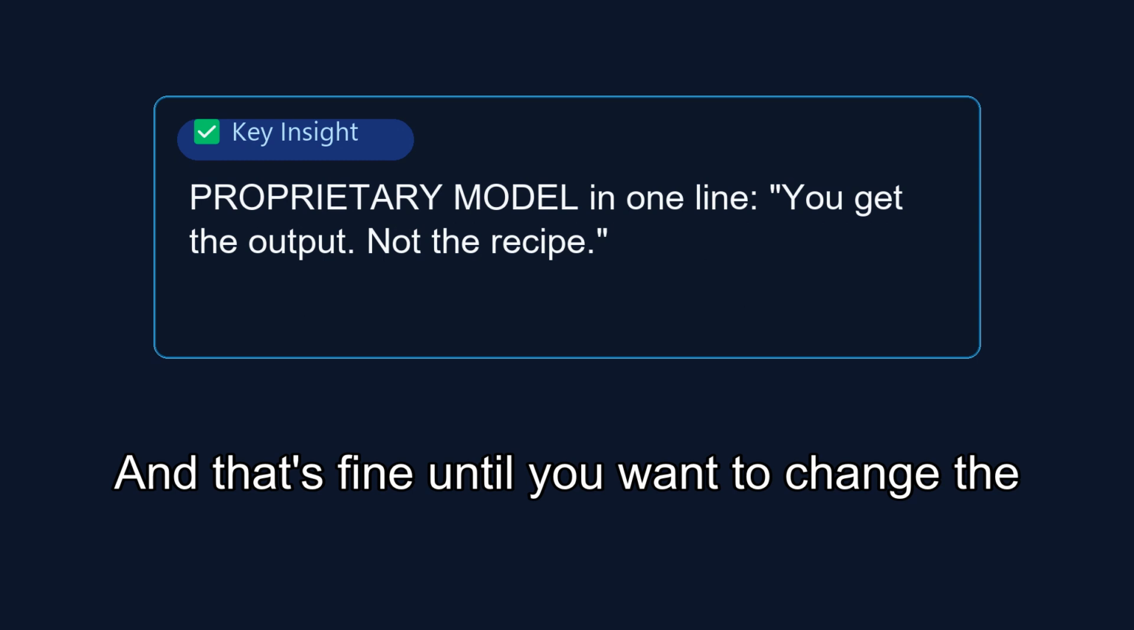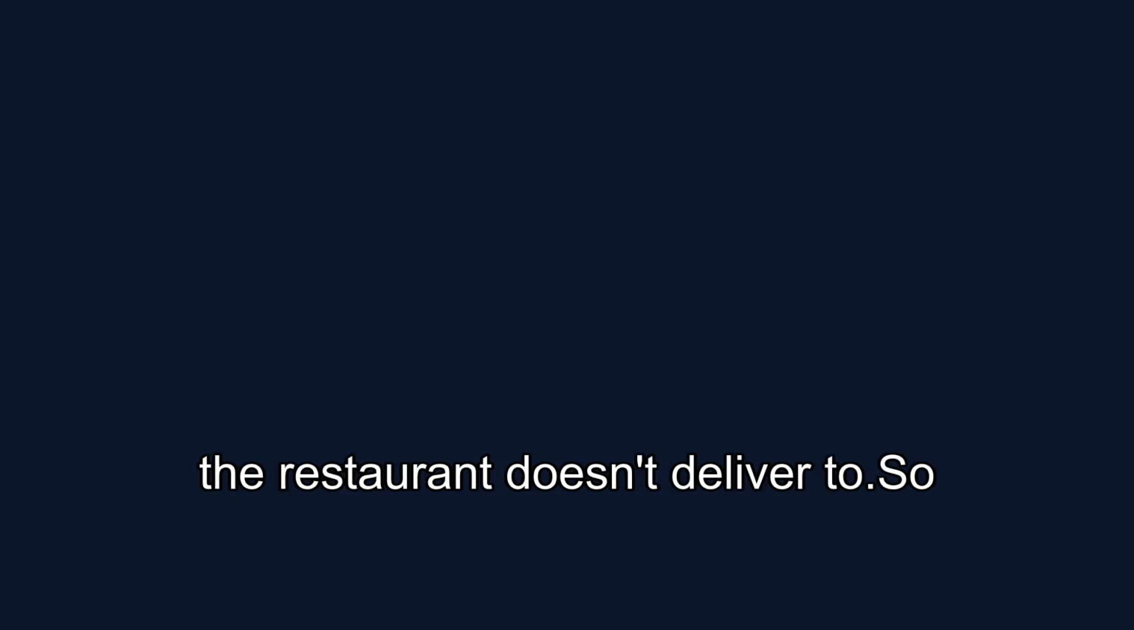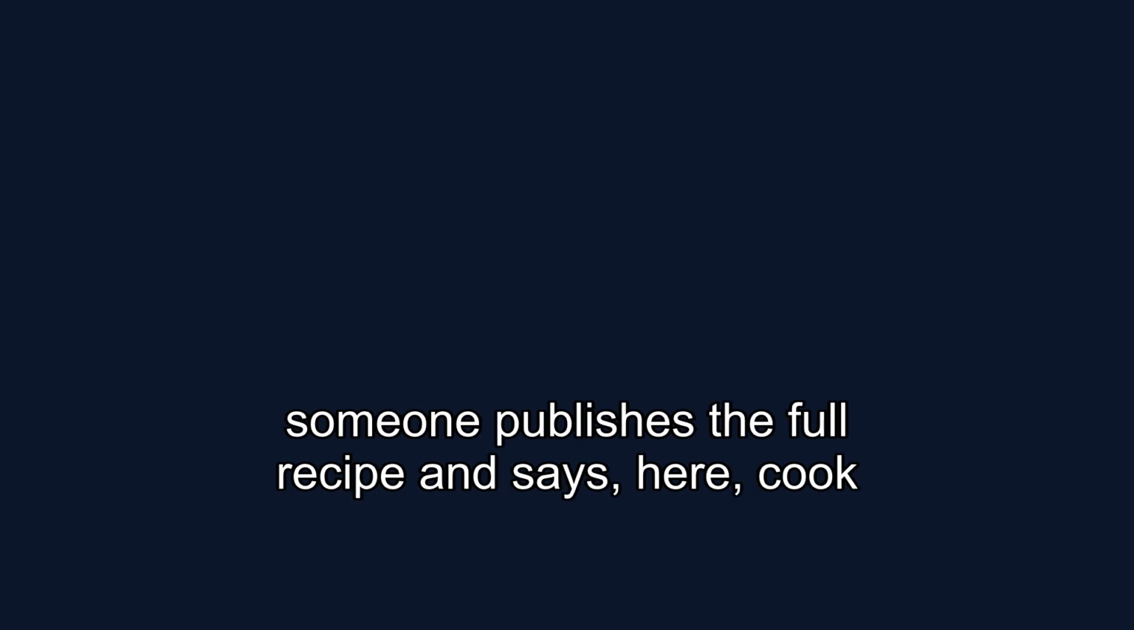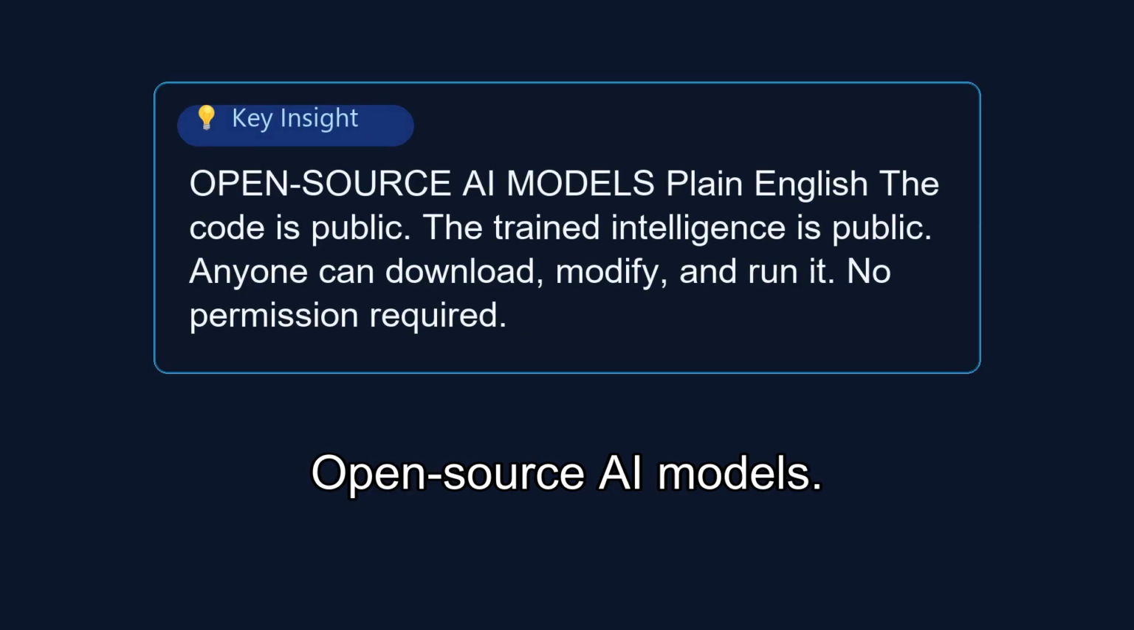Exactly, and that's fine. Until you want to change the seasoning, or you need to know exactly what went into it, or you want to serve it somewhere the restaurant doesn't deliver to. So what happens when you do want the recipe? Hold on to that. Because open source models are what happens when someone publishes the full recipe and says, "Here, cook it yourself."